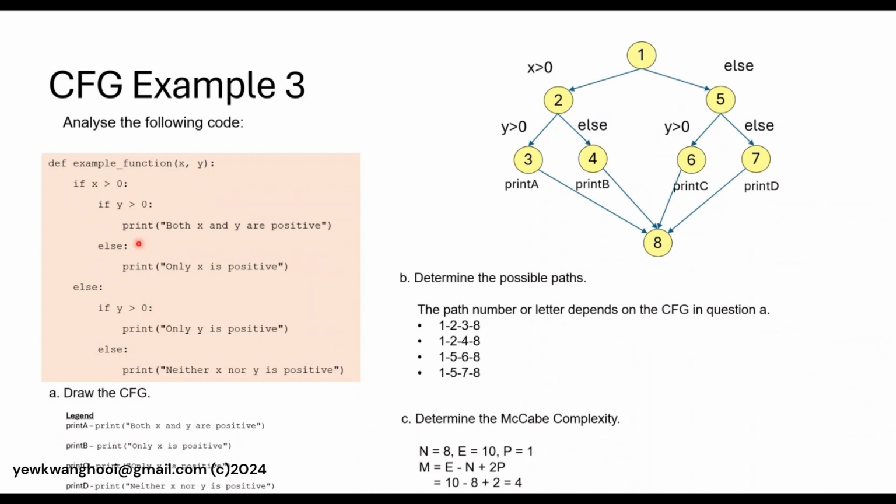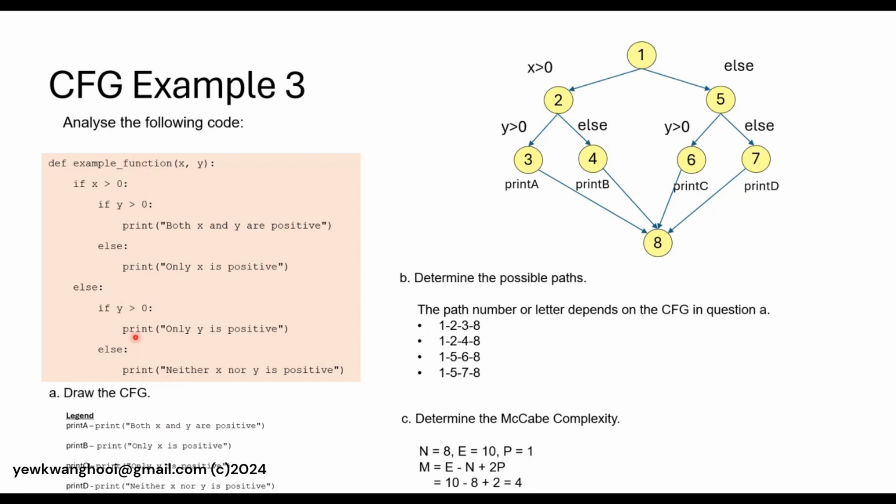So you see, the output here is print both x and y are positive, print only x is positive, print only y is positive, print neither x or y is positive. Because these are very long, I don't want to write it here, otherwise my graph looks very messy. So I would suggest that you create a legend in your final exam or your test. Print A, print B, print C, print D, instead of writing the whole thing. Then when you draw the graph, it'll be easier for you.